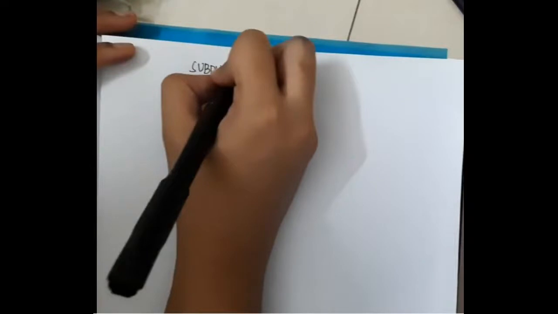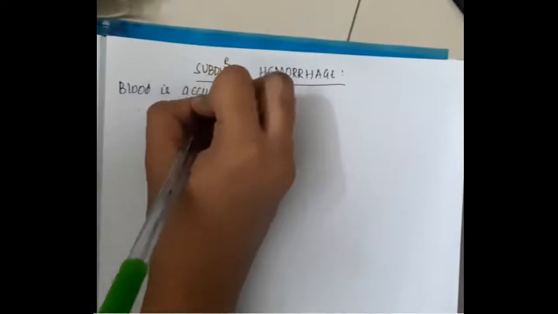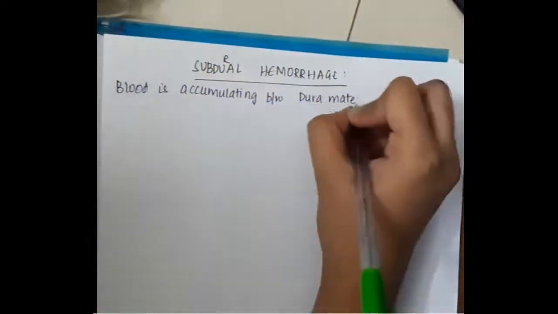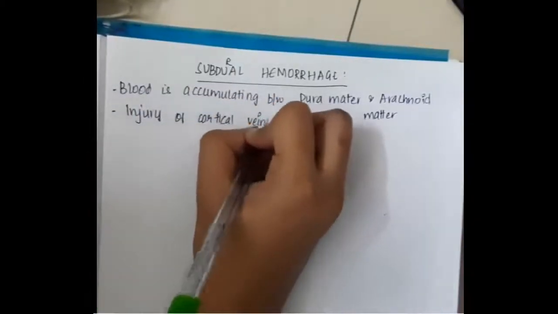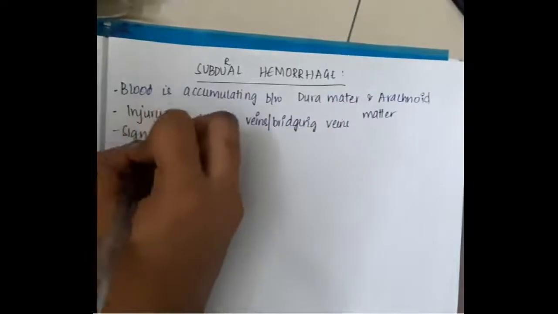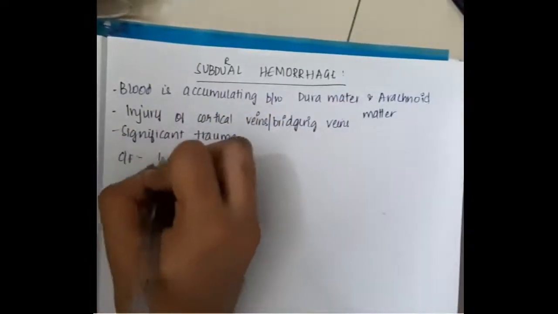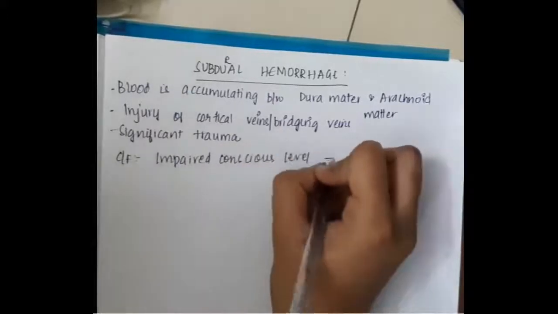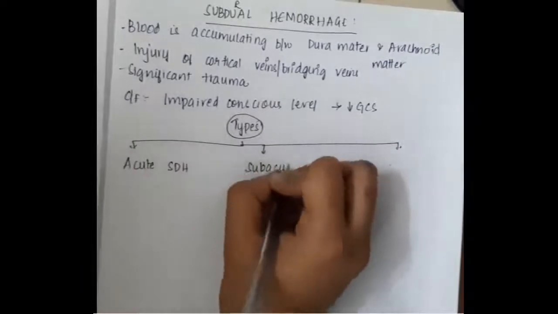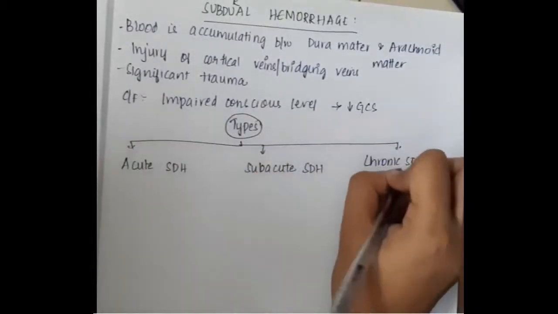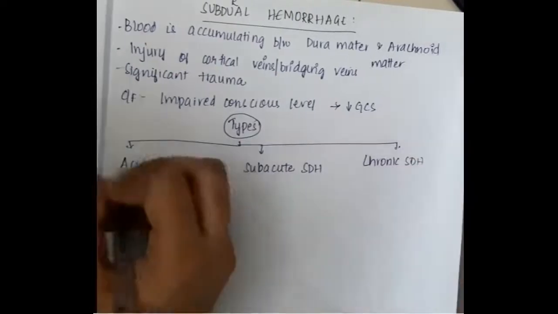Next, the second type of hemorrhage which is important is subdural hematoma or subdural hemorrhage. In this, the blood accumulates below the dura mater, that is, between the dura mater and arachnoid membrane. Injury of cortical veins or bridging veins will result in subdural hematoma. There is significant association with trauma. Clinical features are impaired consciousness with decreased GCS. We have three different types of subdural hemorrhage: acute, subacute, and chronic subdural hematoma.